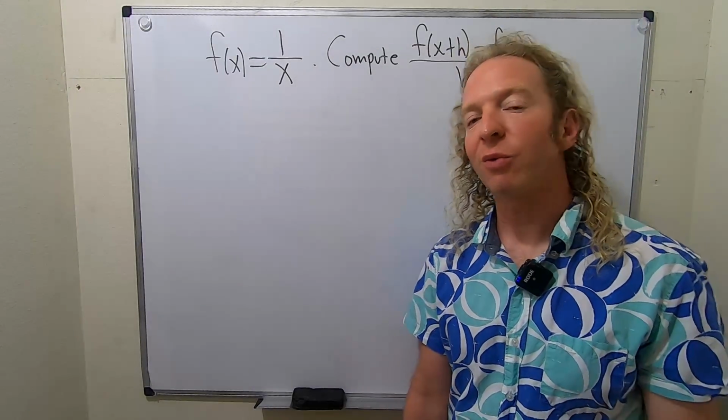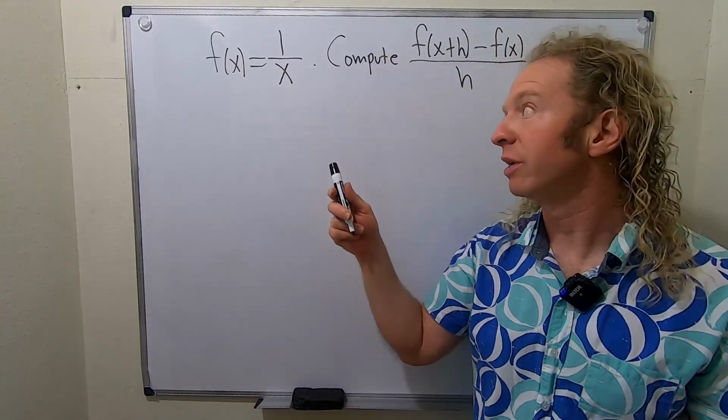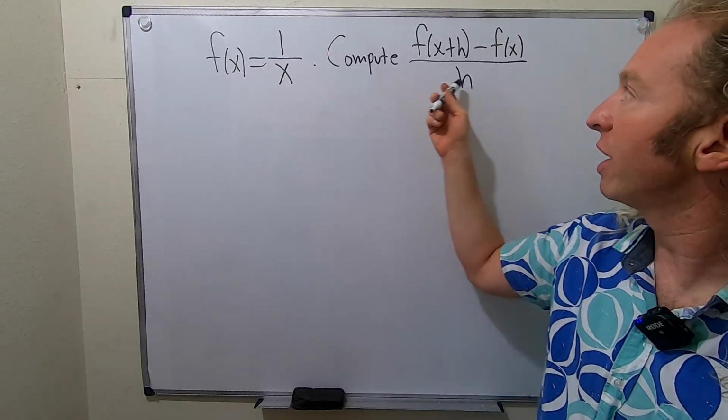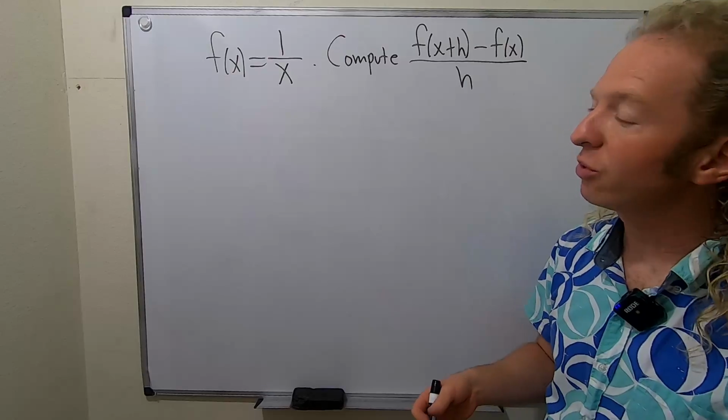Hi everyone, in this video we're going to compute this expression here. This is called the difference quotient. So the function is 1 over x, and all we have to do is compute this and carefully simplify it. Okay, let's go through it really carefully.